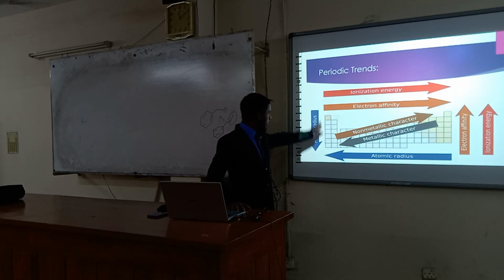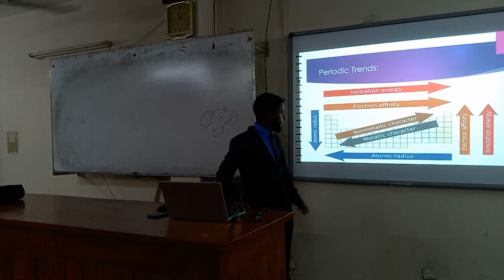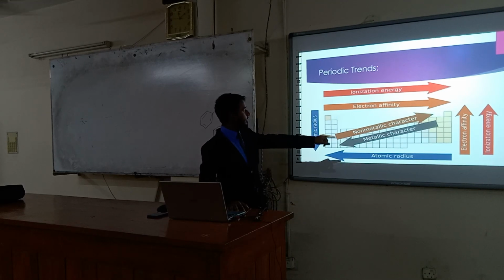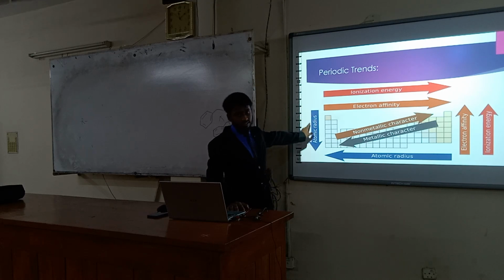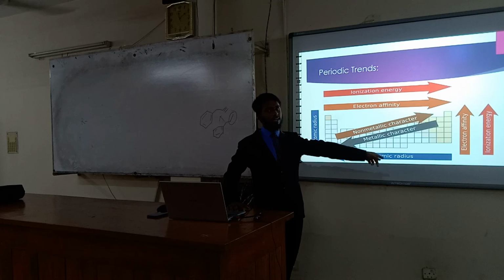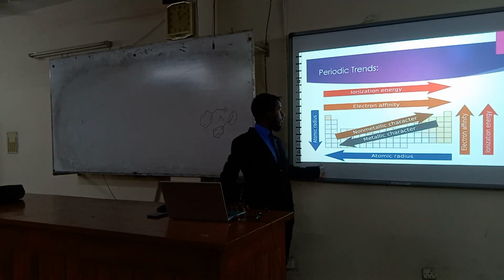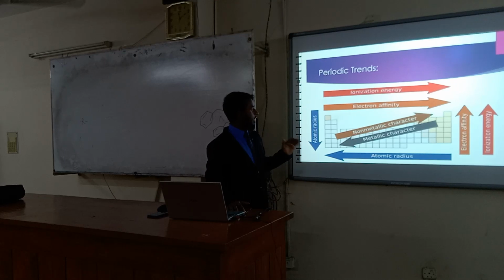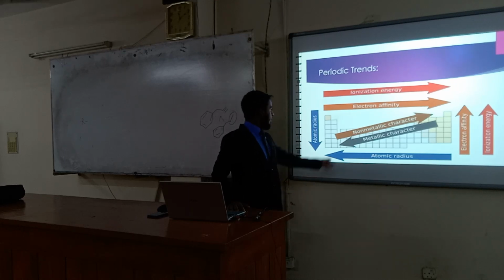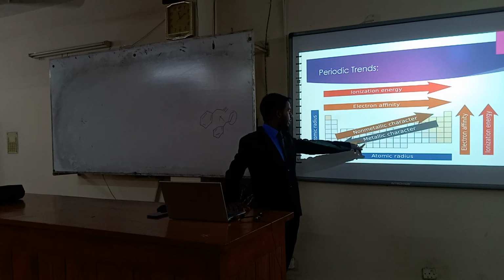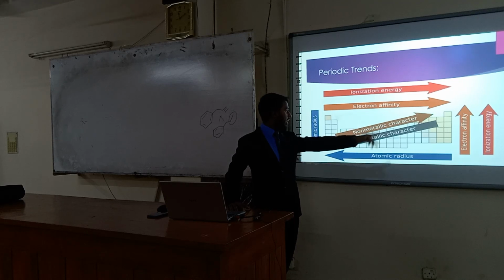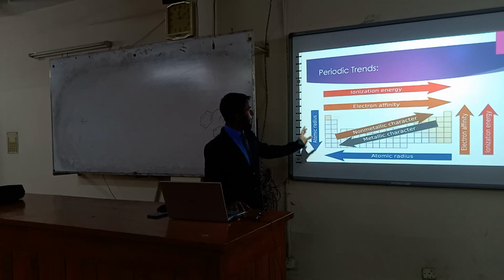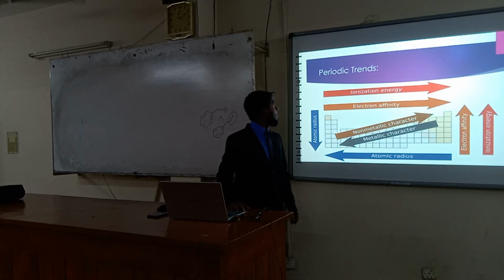But when we go down a group, down a column, we can see the atomic radius is increasing but electron affinity is decreasing. And the non-metallic character increases when we go from the left side to the right side in a period, and metallic character decreases towards the right, and atomic radius increases from right to left in a row. So this information we get from this slide about the periodic trends.